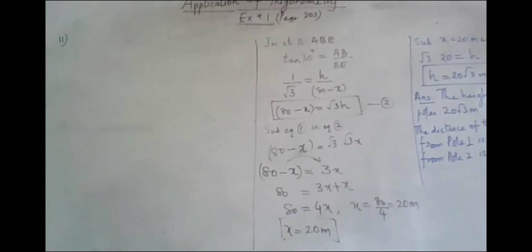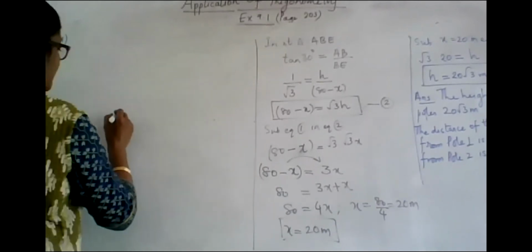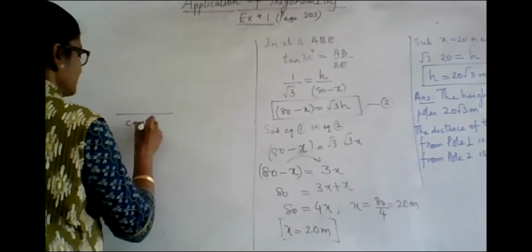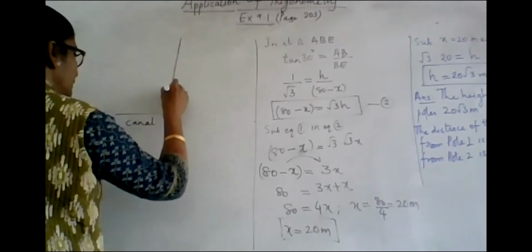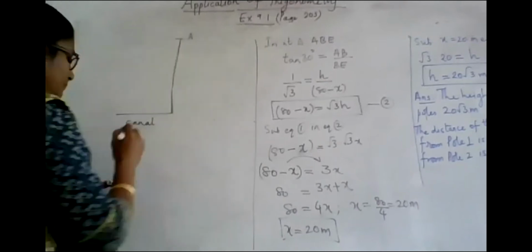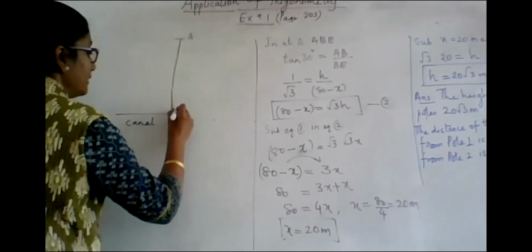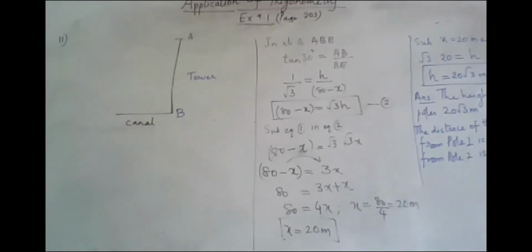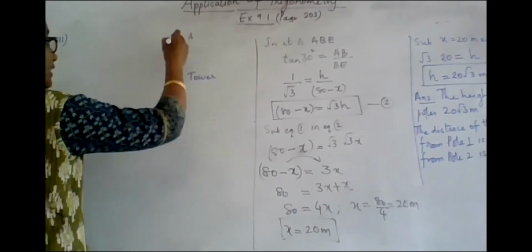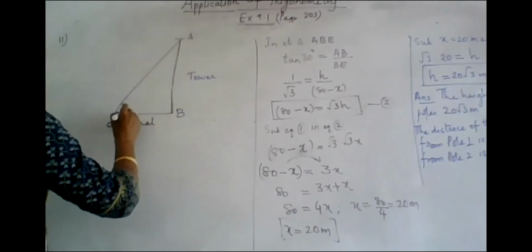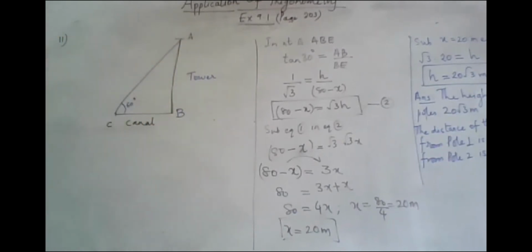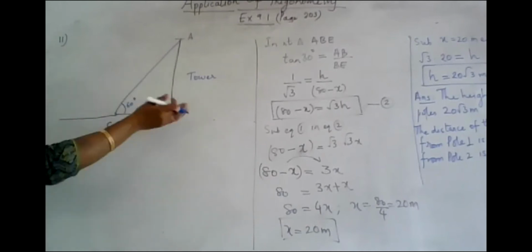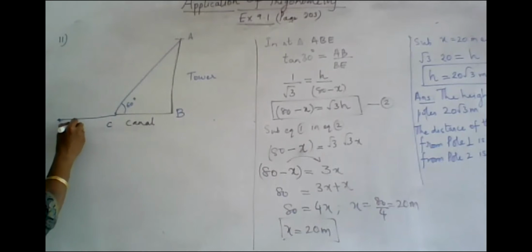So we will draw the figure quickly because the figure is very much there. Now this is the canal. On one side of the canal is that tower which is standing as AB. AB is the tower. From a point on the other side of the canal, which we have marked as C, the angle of elevation to the top of the tower, this is 60 degrees. After that, what did I do? I am walking away from the tower. I have reached 20 meters. The new point is D.